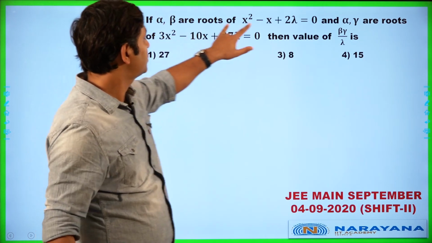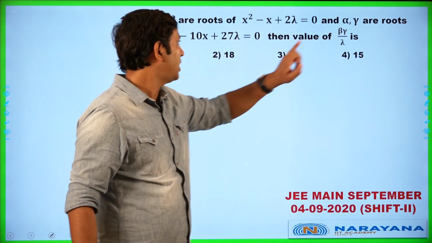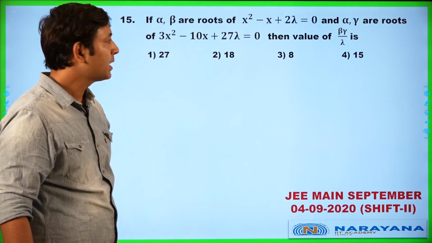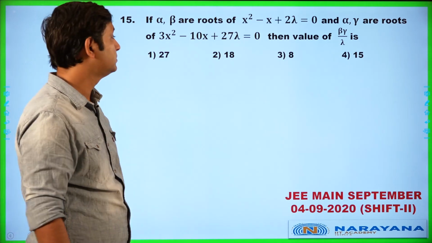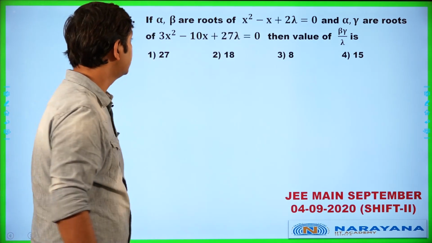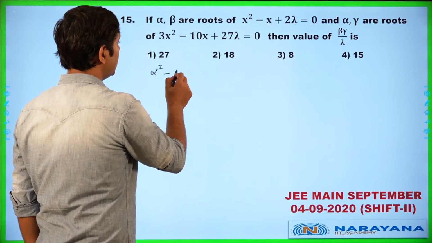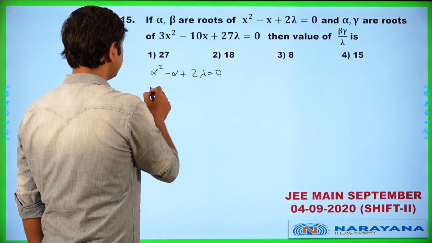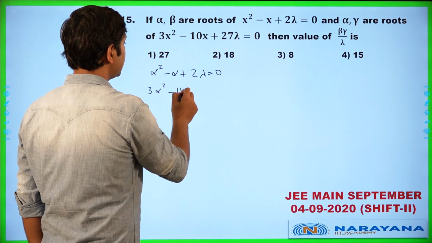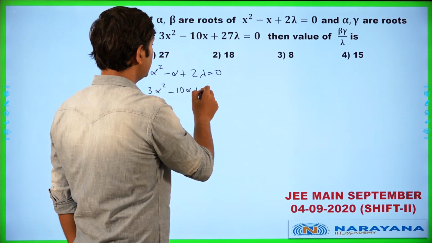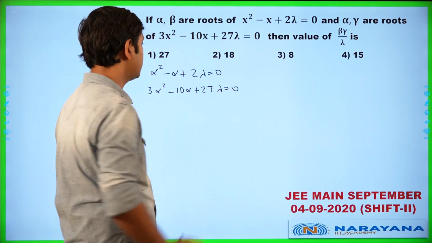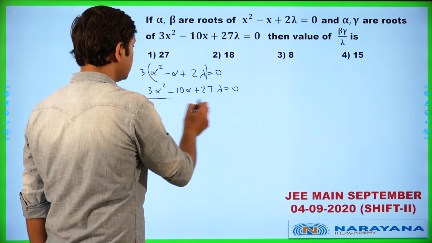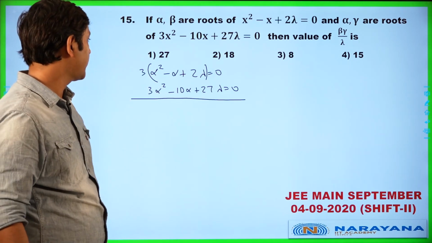Now we have alpha, beta as roots of this quadratic, and alpha, gamma as the roots of this quadratic, which means these two quadratics have a common root which is alpha. Now what's the most important property of a root? It obviously satisfies the equation. So we write alpha square minus alpha plus 2 lambda is equal to 0, and we also write 3 alpha square minus 10 alpha plus 27 lambda is equal to 0. We'll multiply the first equation by 3 and we'll subtract. So we'll cancel 3 alpha square.